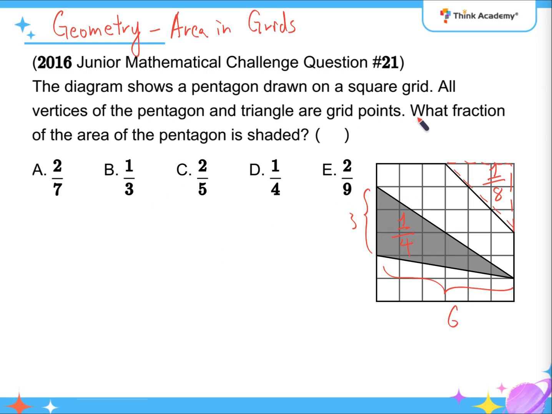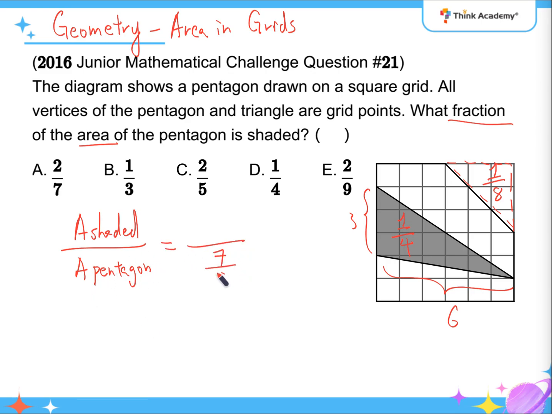So now the fraction of the area is just going to be the area shaded over the area of the pentagon, right? We know that the area of the pentagon is 7/8 and the shaded area is 1/4 of the whole square. So that's how we can express the fraction, which is going to be 1/4 divided by 7/8, which is multiplying 8/7. So that's 1, that's 2, which gives us 2/7.